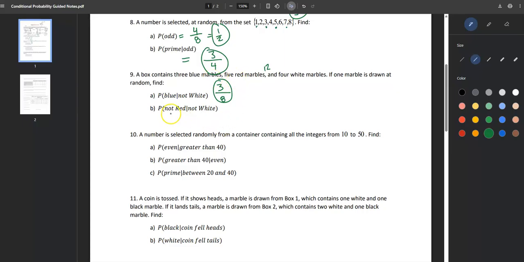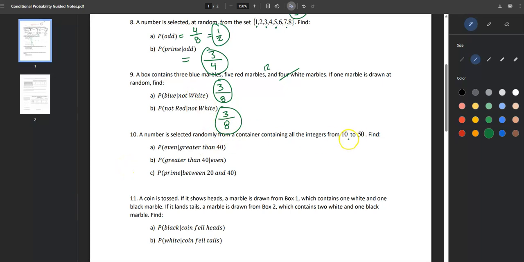Okay, this next one's probability of getting not a red if it's not white. So I get rid of all the whites, and I'm looking at just these again. So out of 8, what's the probability of not getting a red? Well, that's the same thing as blue. So guys, this is the exact same question as the one above, just worded a little bit different.